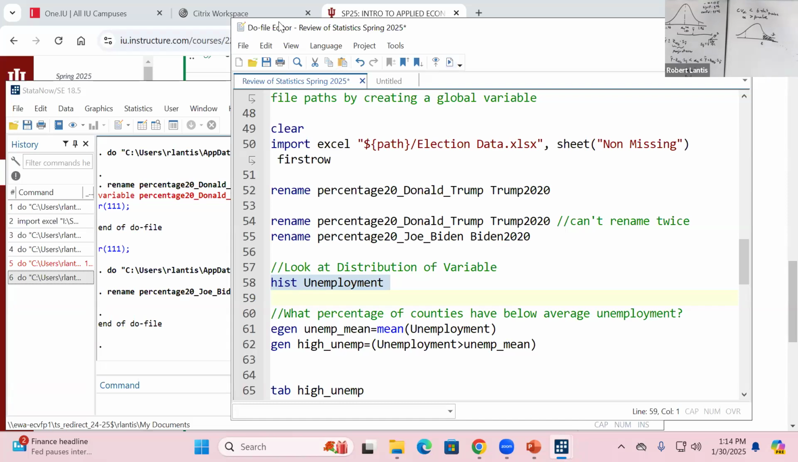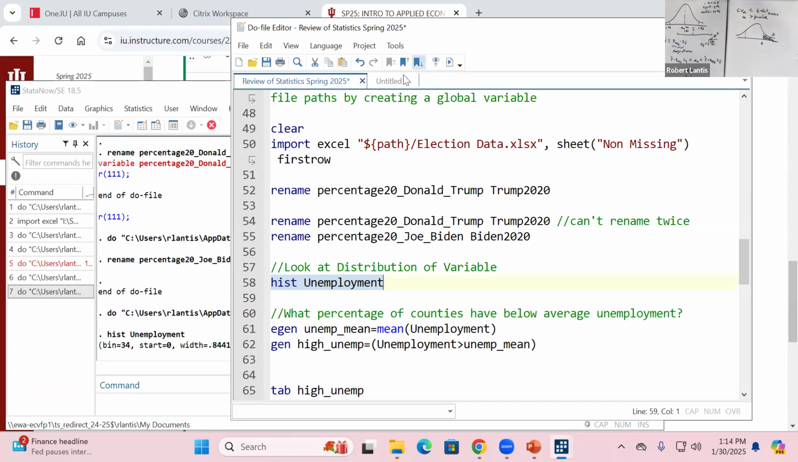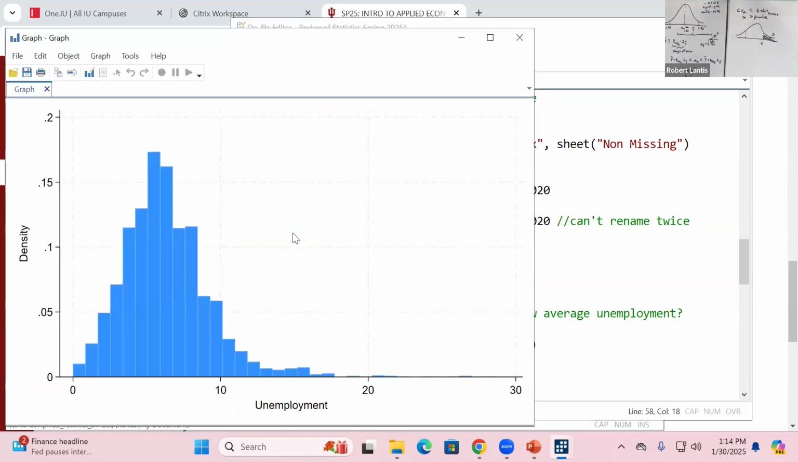So I was thinking, let's look at the distribution of unemployment. All of that is using this hist command. This will give me a quick idea of what the distribution is. It creates a histogram. What does that distribution of unemployment look like? It looks like the average is right around 6-7%. Some counties had really high unemployment, and some had almost no unemployment.